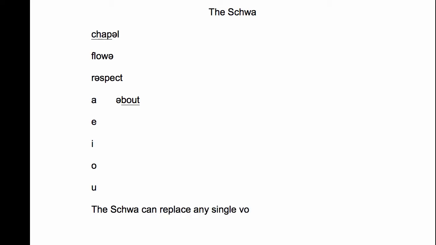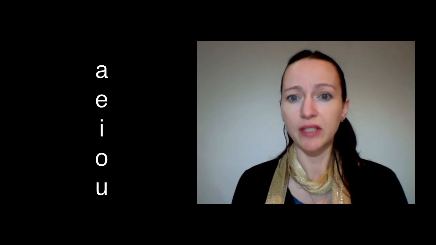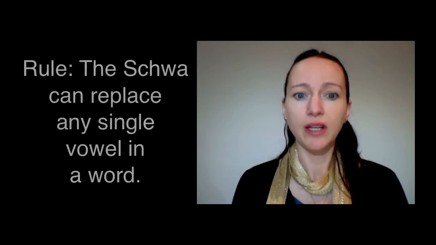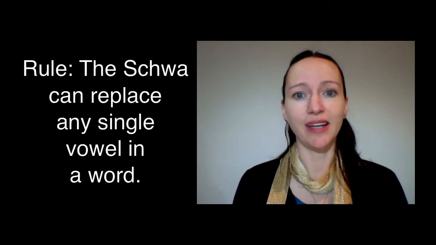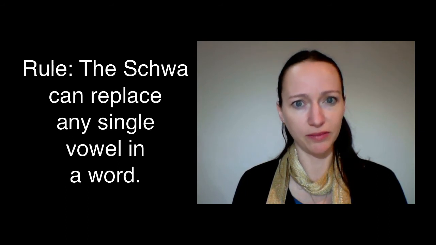Schwa usually replaces a single vowel in a word. So when you hear the schwa sound, you'll know that most of the time you have to choose between A, E, I, O, or U, the single vowels. This is the next rule. Skip a line underneath the last rule that you wrote on that page and write it down. Rule: the schwa can replace any single vowel in a word.